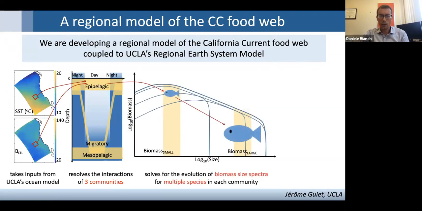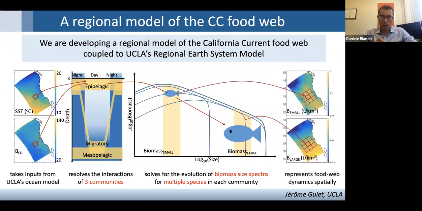These communities are resolved as biomass size spectra, and each community contains multiple species. There is a sense of diversity in the asymptotic size. And this model is based on size. Size is the dominant variable that controls all the ecological interaction, the physiological rates, movement, and all the ecological properties. And finally, all these calculations are done at each grid cell, but the grid cells of the model are three-dimensional. They communicate with each other. And so the model provides really a dynamically, spatially and temporally resolved dynamical representation of the food web.